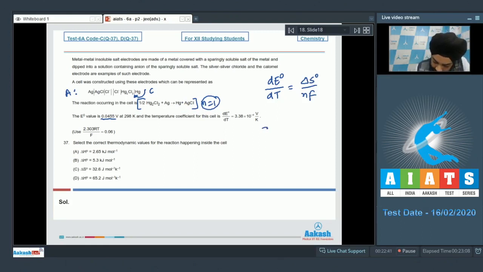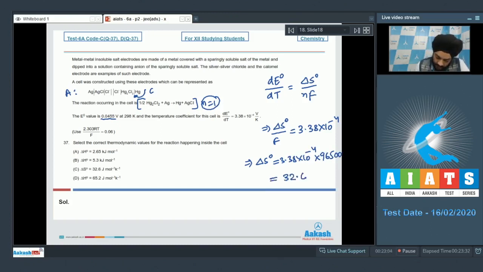So we can have delta S0 by F is equal to dE0 by dT, which is equal to 3.38 into 10 to the power minus 4. Solving for the value of delta S0, students, we have 3.38 into 10 to the power minus 4 into 96500. This will give us a value equal to 32.6 joule per mole per Kelvin. So we can see that the value of delta S0 is correctly represented in option C. So C is the correct statement, students.